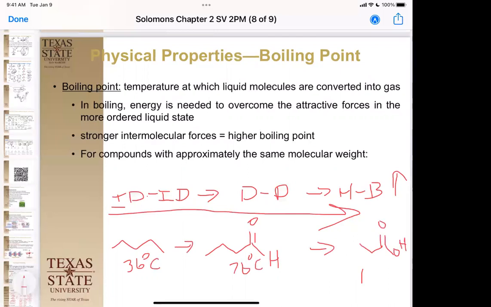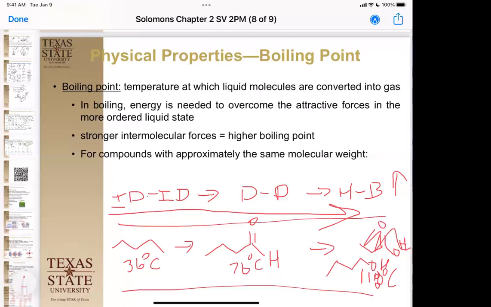Oh, I'm sorry, not that. Let's do butanol, which is an alcohol of butane. It has the same molecular weight, and it has a boiling point of 118 degrees. Okay, induced dipole. These all have plus or minus 2 molecular weight units, the same molecular weight. Induced dipole, dipole, hydrogen bonding. Significant difference in the boiling points. All right, we see that trend.